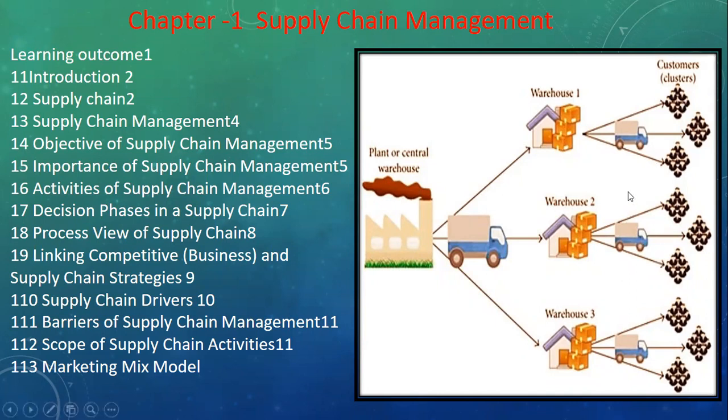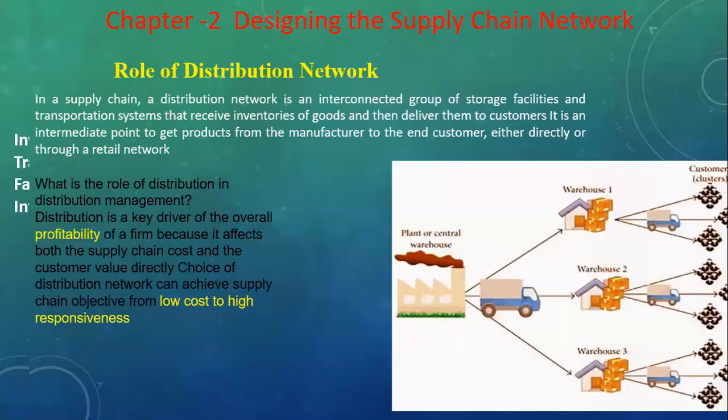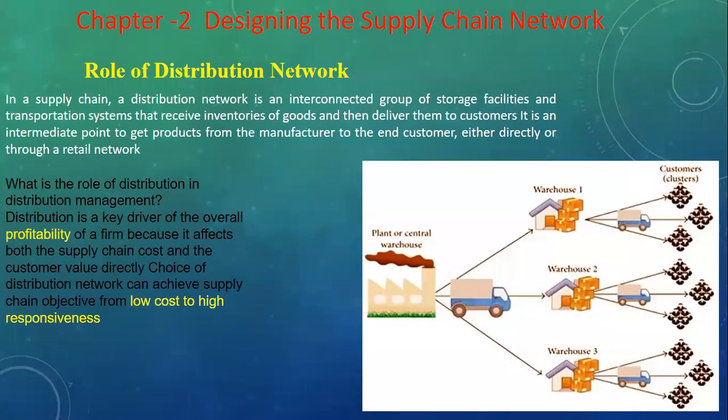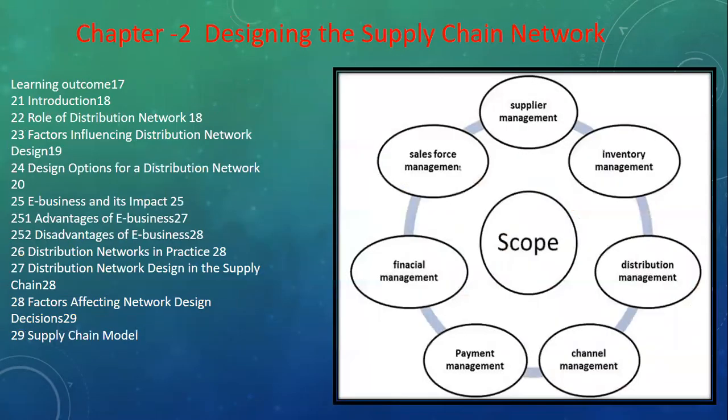So we can say that we have completed the first chapter, and now we will go to chapter 2, in which we will cover some more topics. The designing of the supply chain network is the second part. In chapter 2 we will complete, topic by topic, the role of distribution network and factors influencing distribution network designing. You can see this on the screen, and it will be covered soon.